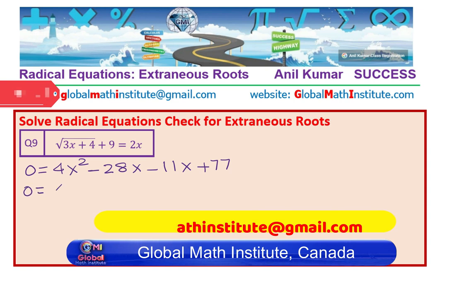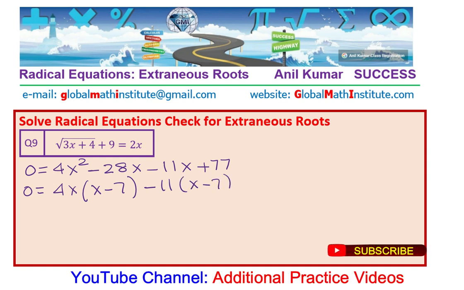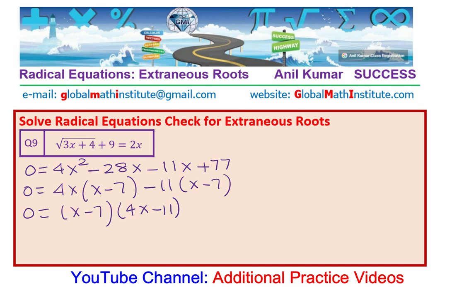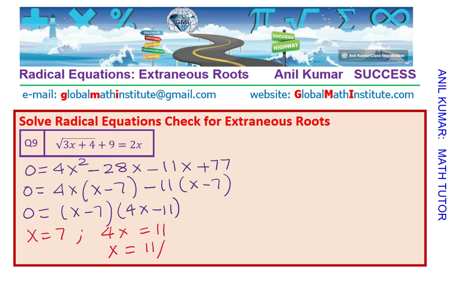So we can take 4x as a common factor. So we get x minus 7, minus, here 11 is a common factor, x minus 7. So we get x minus 7 times 4x minus 11 as the factor. So this quadratic equation in the factored form gives you the solutions. So one solution could be x equals 7. The other is 4x equals 11, right? Or x equals 11 by 4, correct?